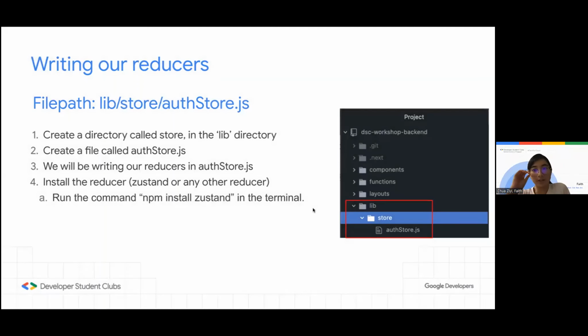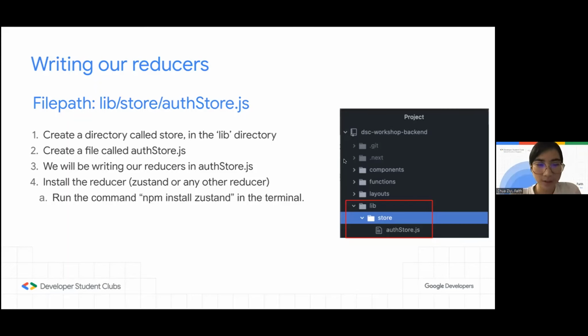So how do we add our reducers? So go to the library directory, the lib directory, and you should see it over here in red. And create a file called offstore.js if it's not already there. And we'll be writing our reducers inside this file called offstore.js.